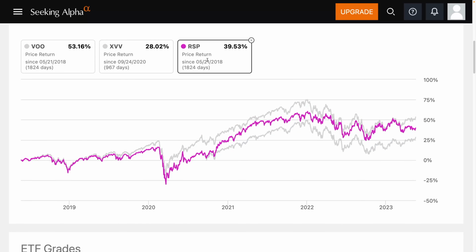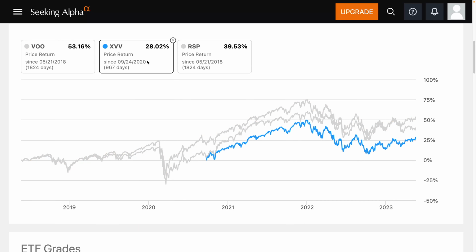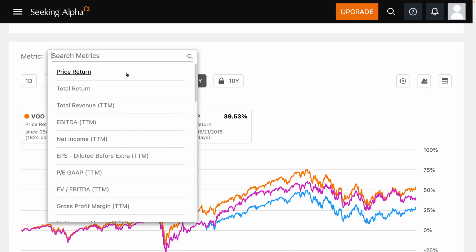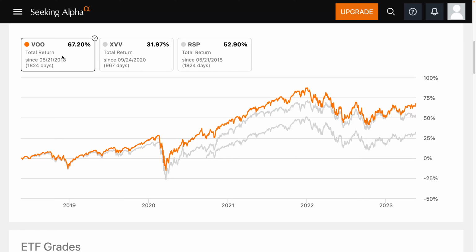Now, second is the RSP, and it did 39%. This is just the price return versus 53 for Vanguard. Now, XVV is too new, so we can't really compare this one in there. If we look at the total return, Vanguard did the best at 67.2%, 52.9% for RSP. So not too far behind, but it didn't do as well as the Vanguard.